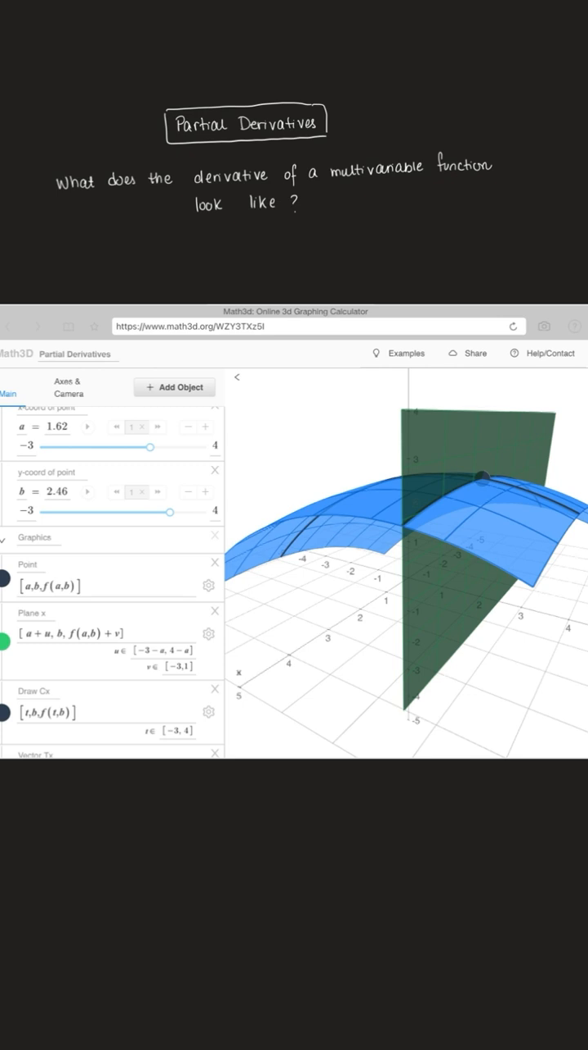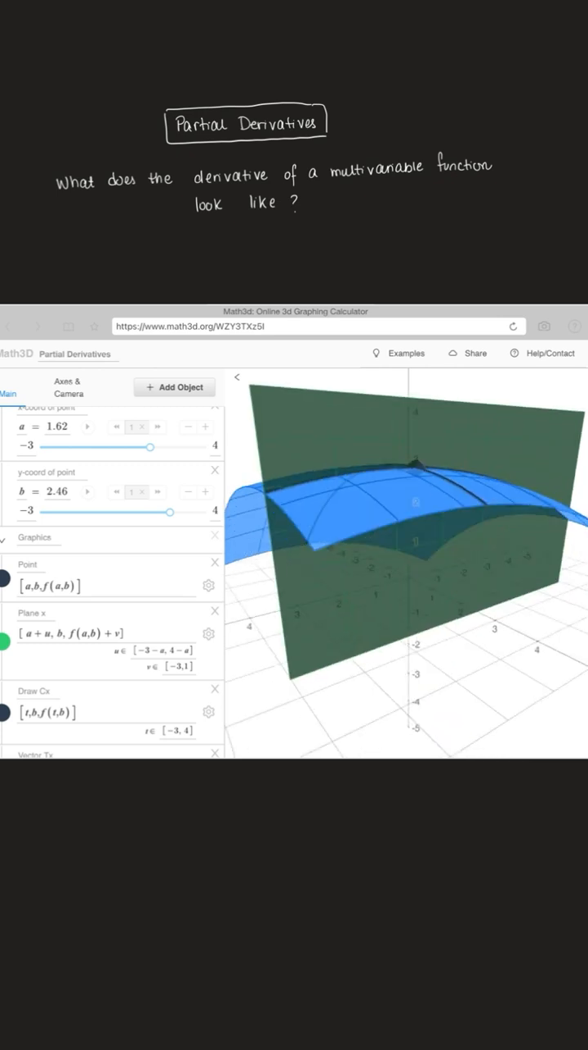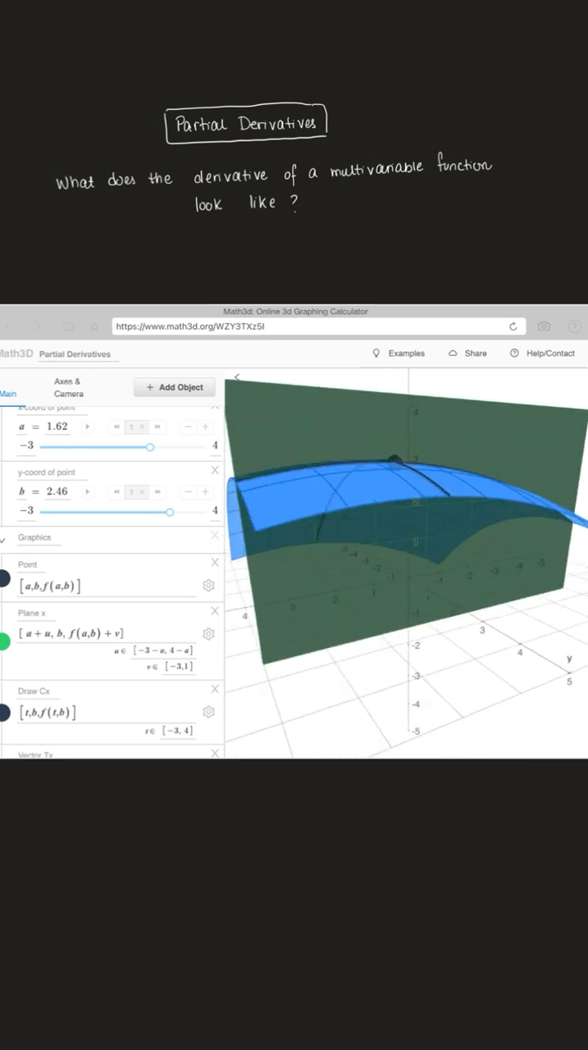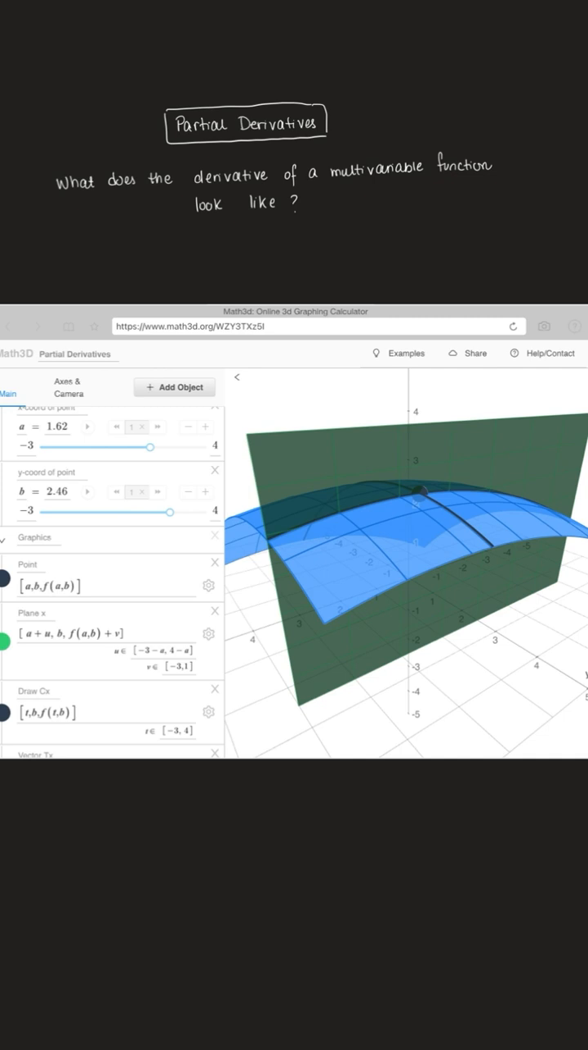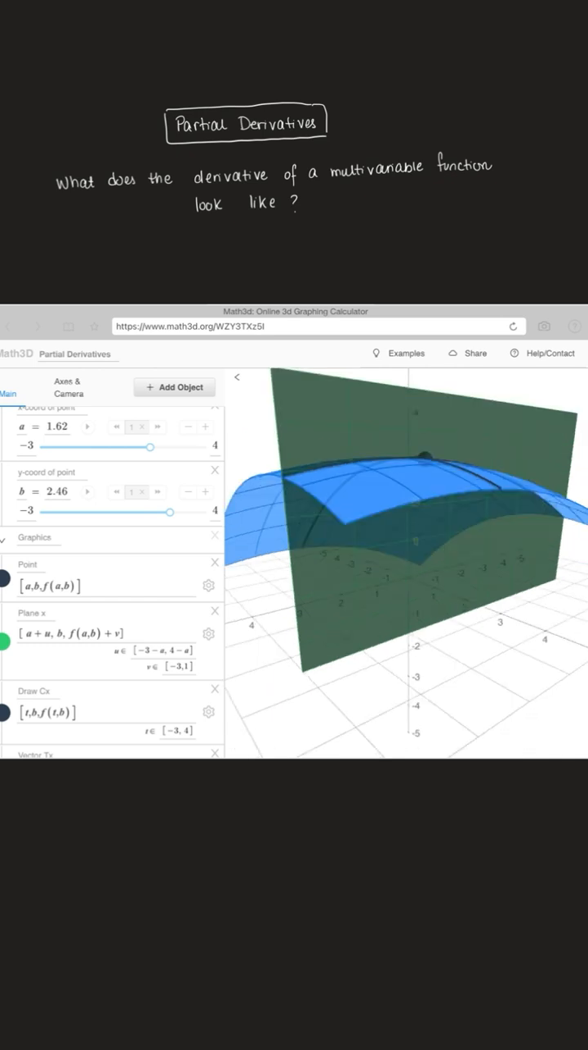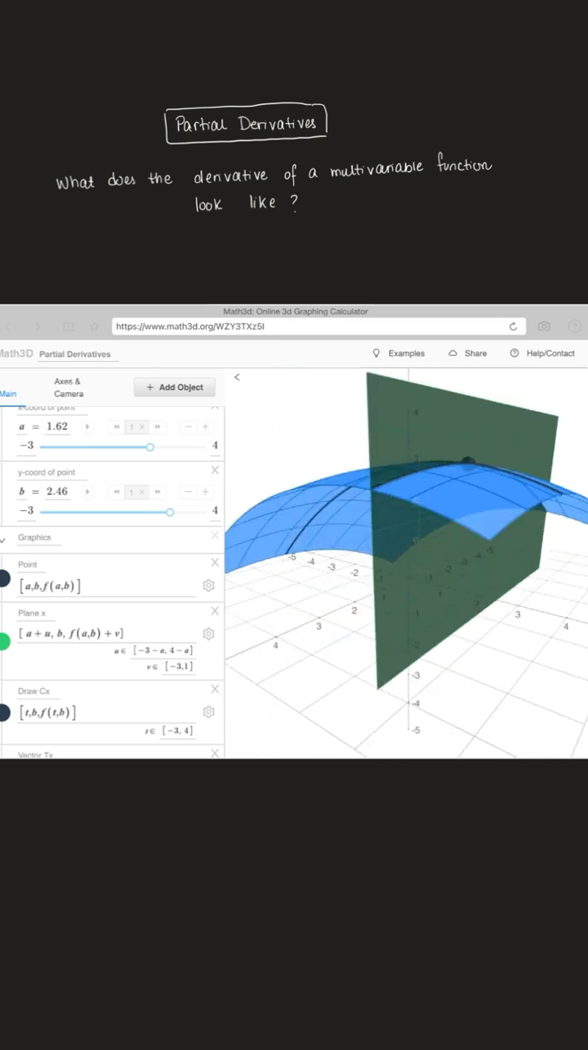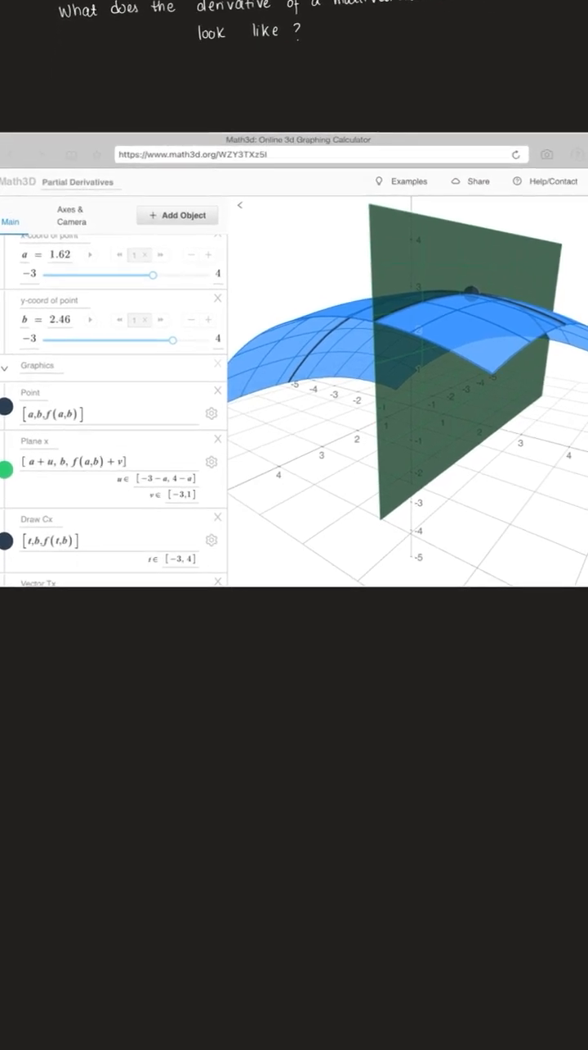And well, now that we've sliced it, you can see that we have a cross-section that is a two-dimensional curve. The curve in black, that is the intersection between the plane and the surface, is a two-dimensional curve. And for that curve, we can talk about a derivative. So let's think about that a little bit.